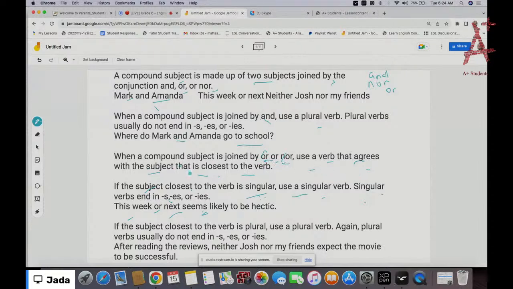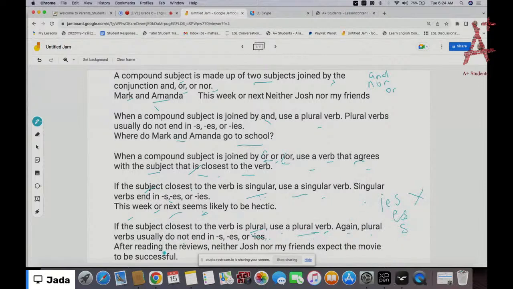You use a verb that agrees, and if the subject closest to the verb is plural, use a plural verb. Again, plural verbs usually do not end in s, es, or ies. So you need to take note: plural verbs do not end in s or es.